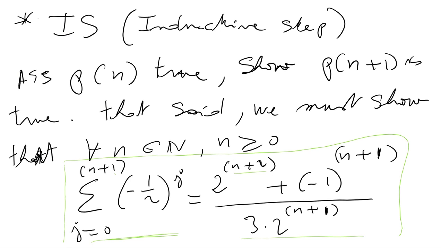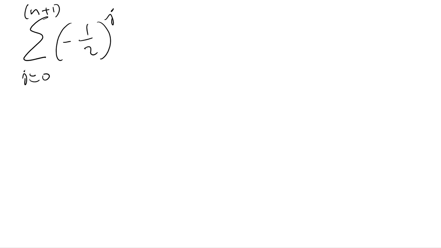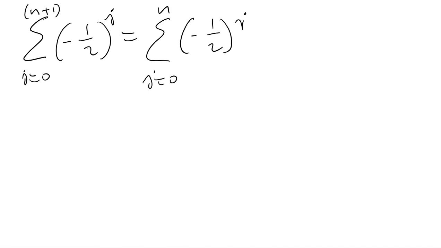Now let us try to prove this expression. In order to prove that, we are going to go from this side. So let me just rewrite it here. For the inductive step, we must show that the summation of g equal to 0 up to n plus 1 of negative 1 over 2 to the g equals the summation of g equal to 0 up to n of negative 1 over 2 to the g.